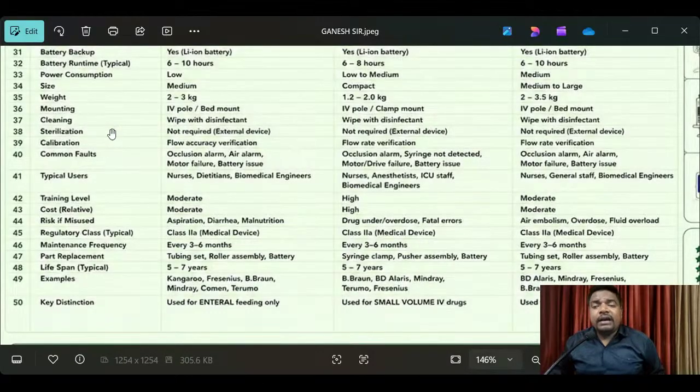I'm going to take the comparison key point here, the 38th point, sterilization. Feeding pump, not required, external device. Syringe pump, not required, external device. Same for the infusion pump, not required, external device. Means sterilization is not required completely.